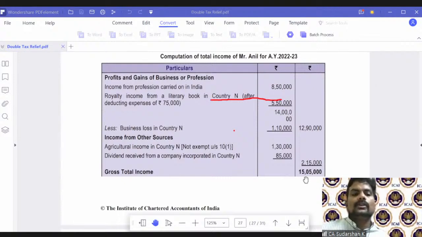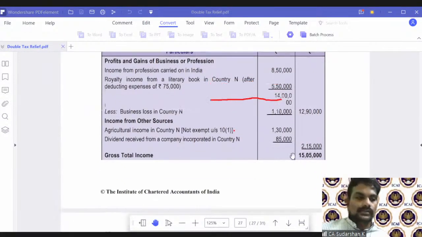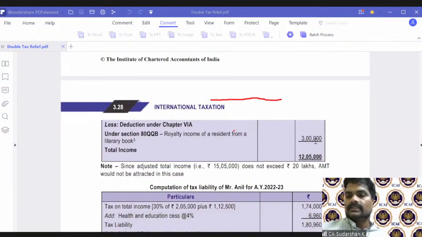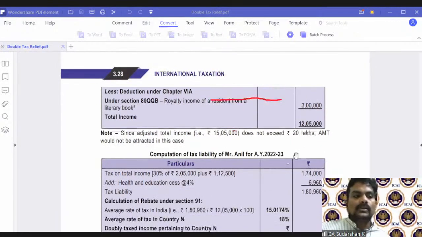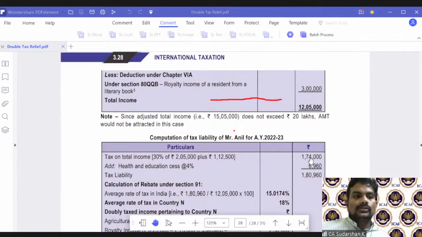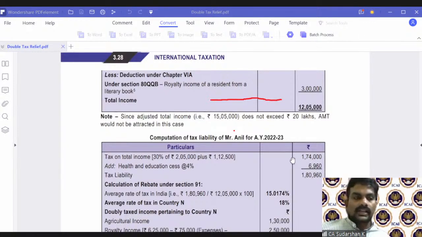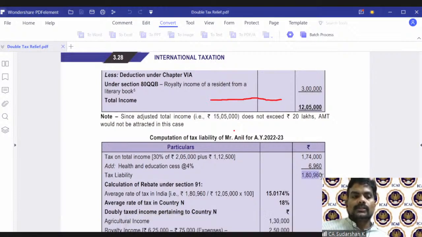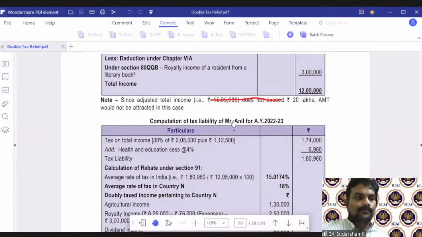Your gross total income works out to 15,05,000, minus your 80QQB deduction of 3 lakhs, which can be claimed up to 3 lakhs against your royalty income. So total income works out to 12,05,000. Computation of tax liability is straightforward, 30% above about 10 lakhs. So therefore, including cess, it works out to 1,80,960.